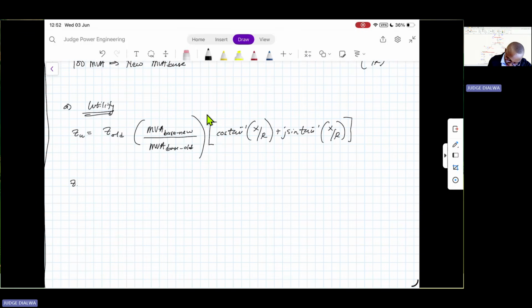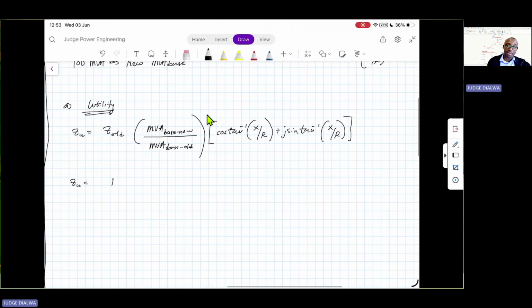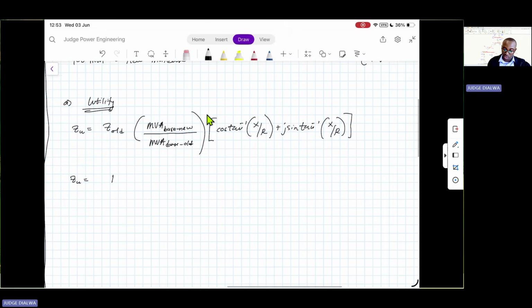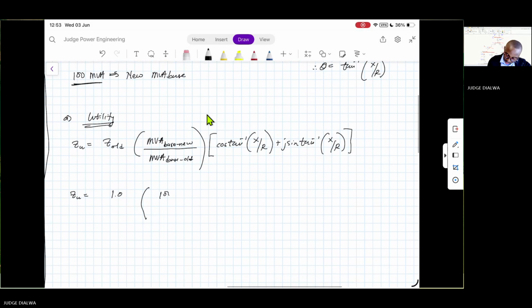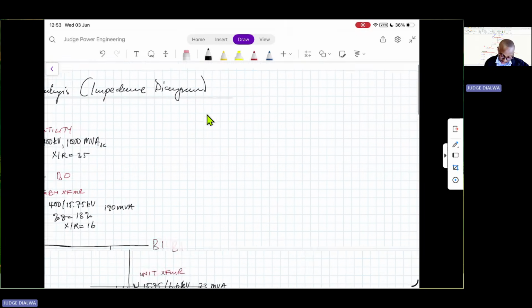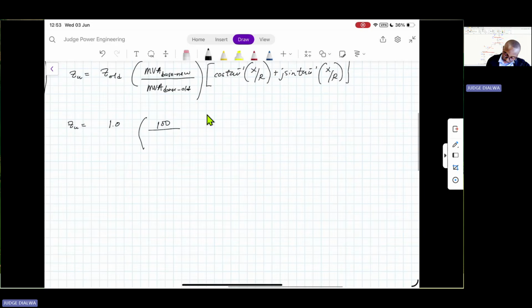So then the impedance, in substituting the values, the old impedance is 100% or 1 per unit. This is because the base MVA was originally equal to the short circuit MVA of the grid itself. So that will be the old impedance multiplied by the new MVA base, like we said, 100, divided by the old MVA base of the utility, which was 1000. So we'll substitute that in here.